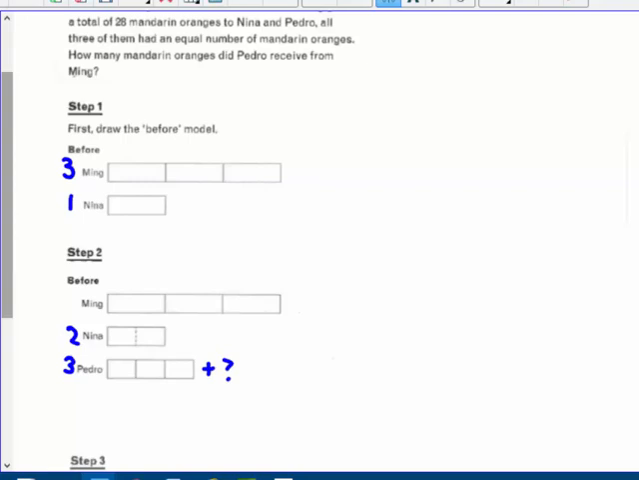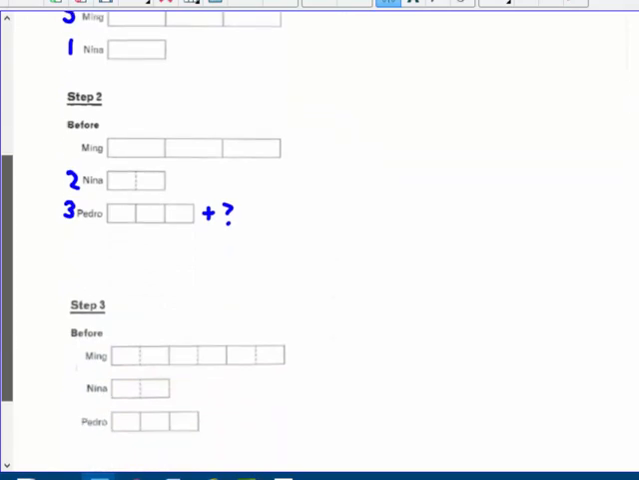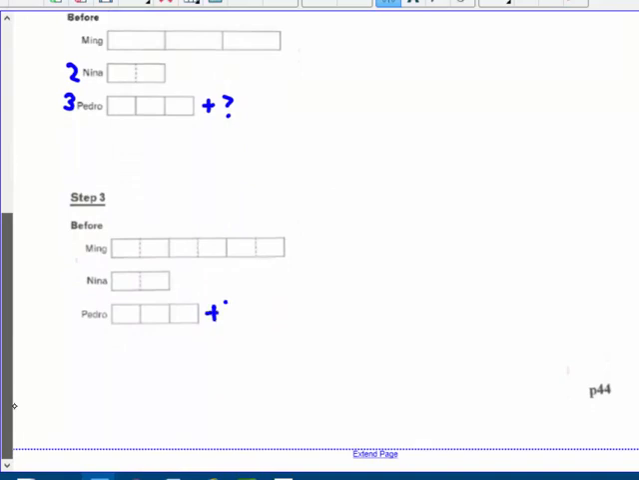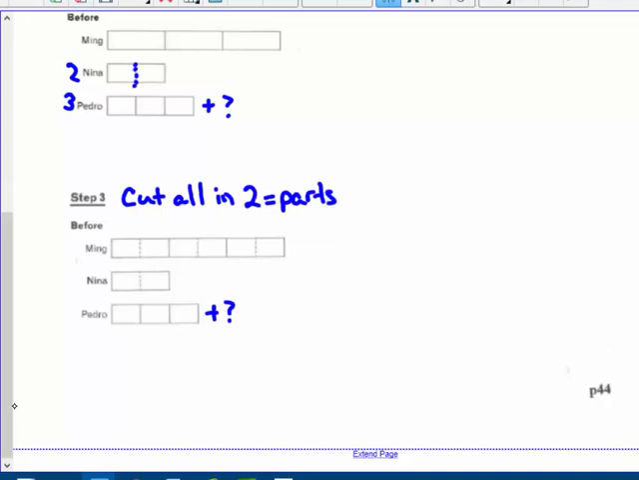Well, first thing I have to do is cut everything in half. So that's the first step. First thing you have to do is cut all of them in half, or into 2 equal parts, because this was the signal here that I had to do that. In order to get 2 to 3, they cut them in half. So here's 1, 2 for Nina, 1, 2, 3 for Pedro. Okay, so we've got that 2 to 3 ratio by cutting them in half.